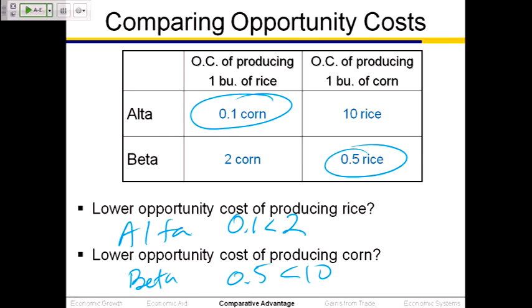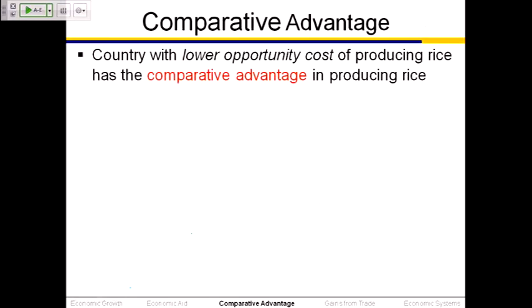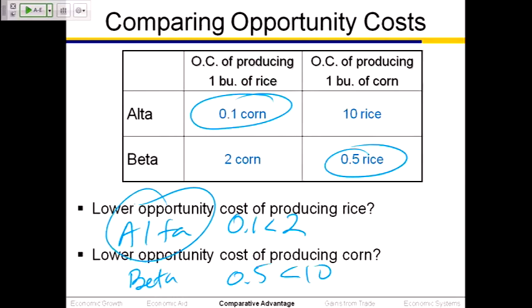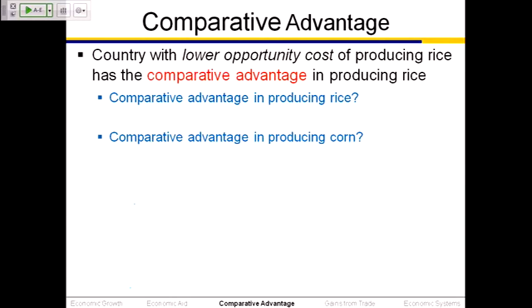Now we finally get to the language of comparative advantage. When an economy or a person has a lower opportunity cost of producing something, we say they have the comparative advantage in the production of that good. So the comparative advantage in producing rice, we go back, we look, who had the lower opportunity cost? Alta has the lower opportunity cost of producing rice, and so we say that Alta has the comparative advantage in the production of rice. So whoever has the lower opportunity cost, economists say they have the comparative advantage.